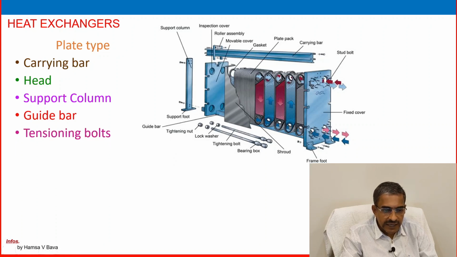Guided bar. Then tensioning bolt is there. This one, tensioning bolt, and plate pack. This one is the plate pack, and frame foot is there. Supporting foot is there. Guided bar is there. This one is the guided bar. Tightening nut is there. Lock washer is there. Stud bolt is there. Gasket is there. Movable cover is there. Roller assembly is there. So all construction details you can see from here, and fixed cover is there.